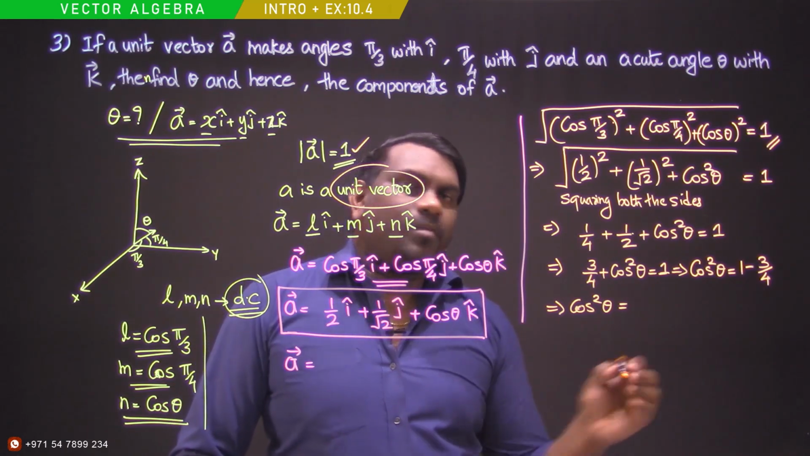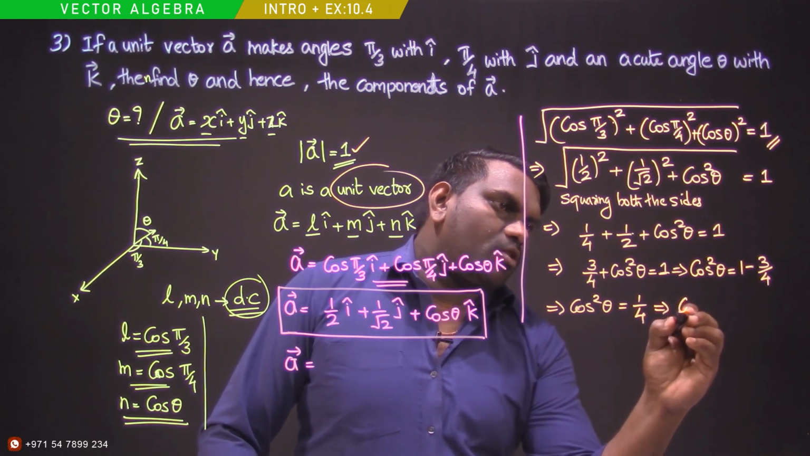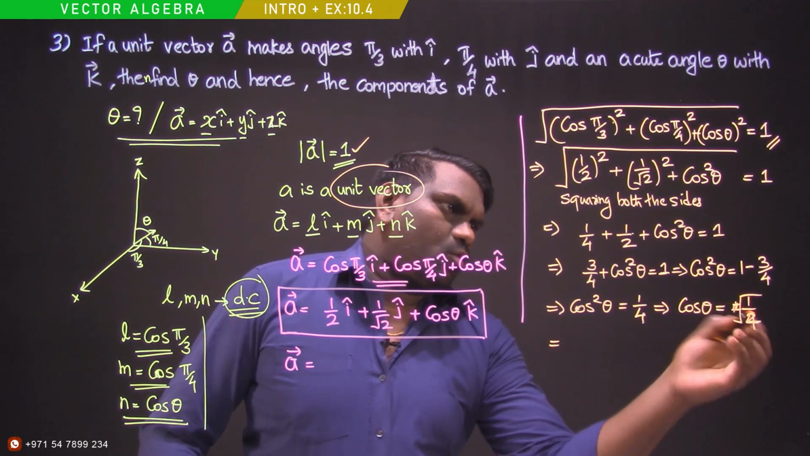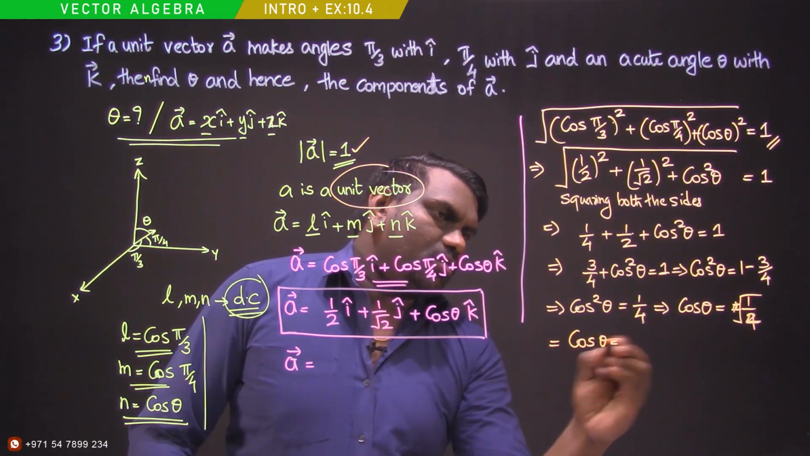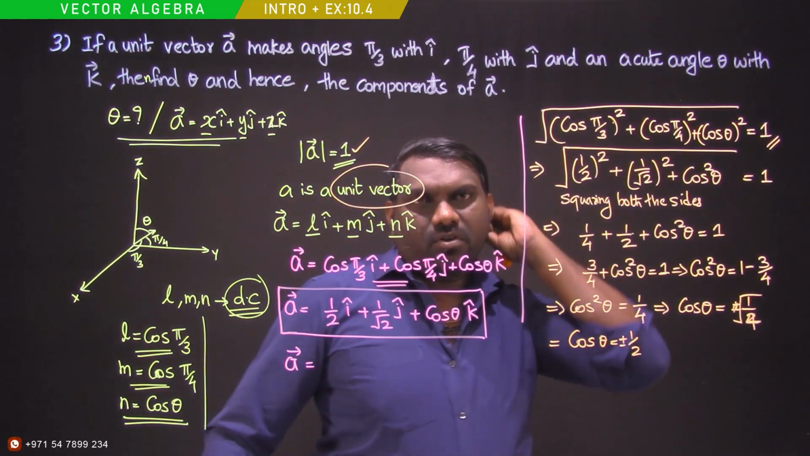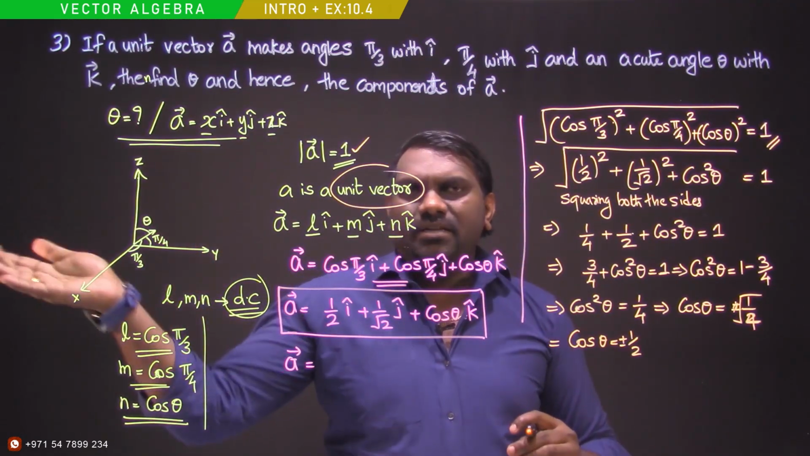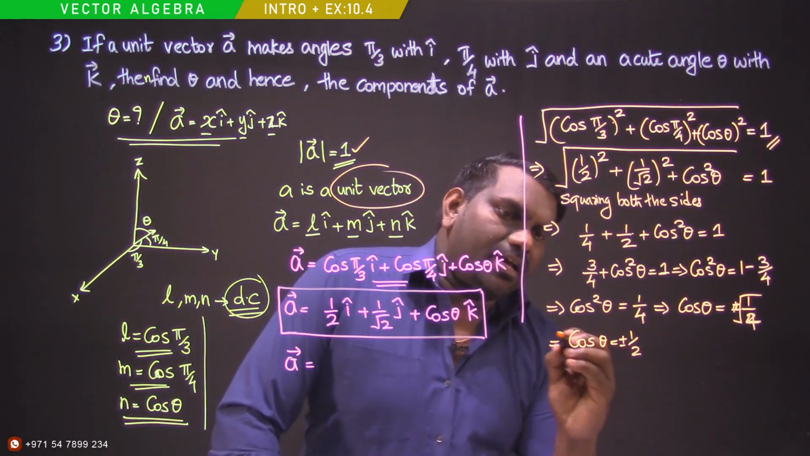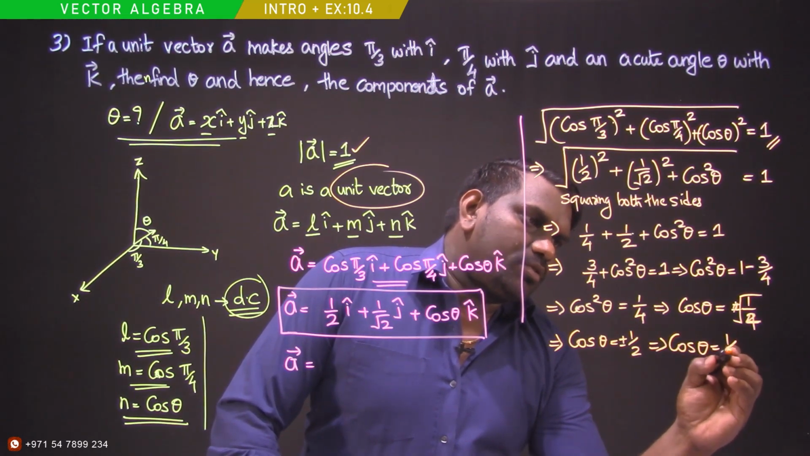4 minus 3 is 1/4, which implies cos square theta is 1/4, so cos theta is the root of this, which is plus or minus 1/2. But we will not take negative here, because everything is in the positive direction. The angle lies in the positive coordinates. So we will take cos theta equal to 1/2 itself.